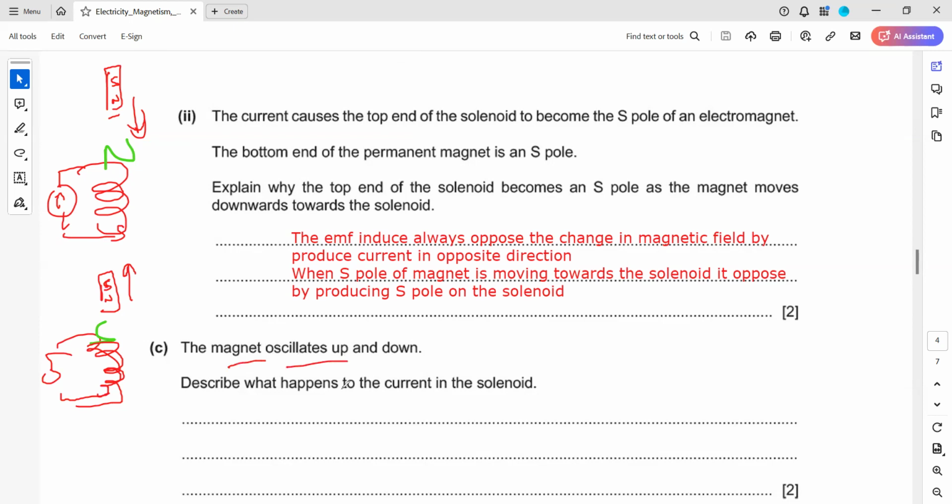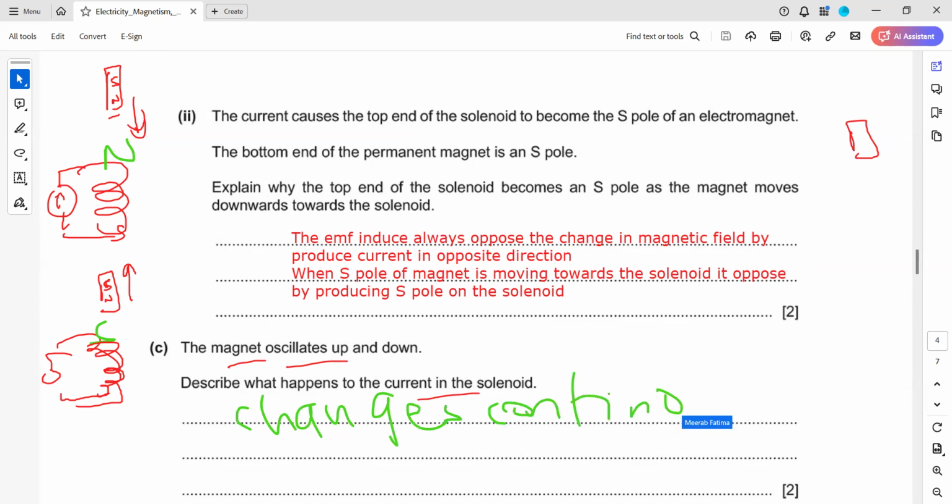The magnet oscillates up and down. What happens to the current in the solenoid? This magnet is oscillating up and down, so the current will continuously change direction. And the magnitude too, because 2 marks are there: one is continuously changing direction, as well as the magnitude, the values. So 1 mark for mentioning continuously changing direction, 1 mark for mentioning continuously changing magnitude. Or the needle of the voltmeter or galvanometer will oscillate to and fro.